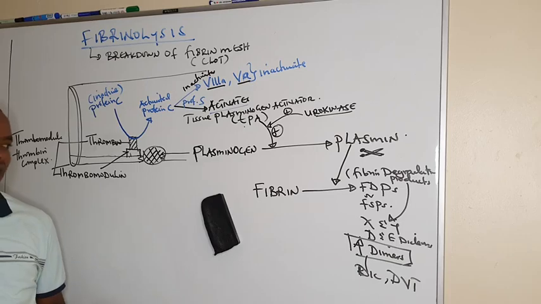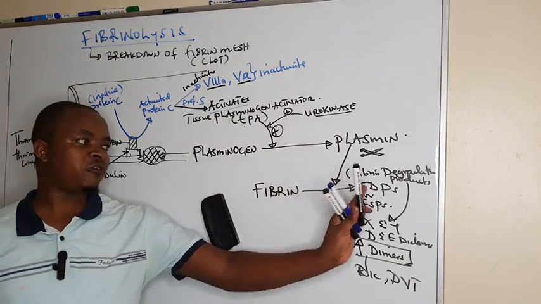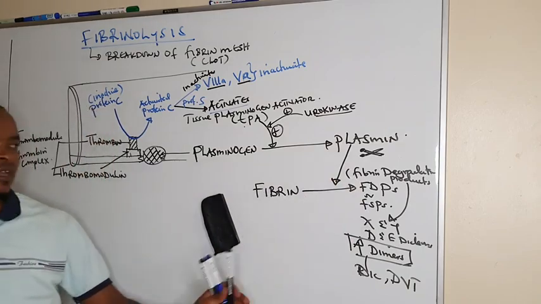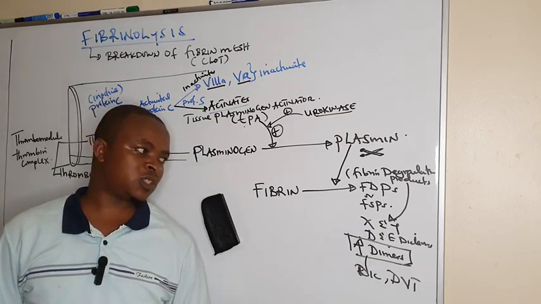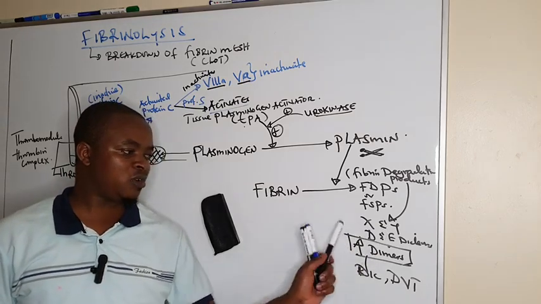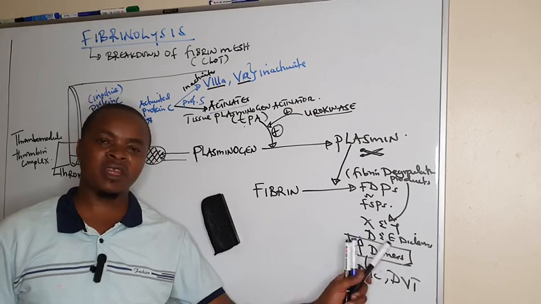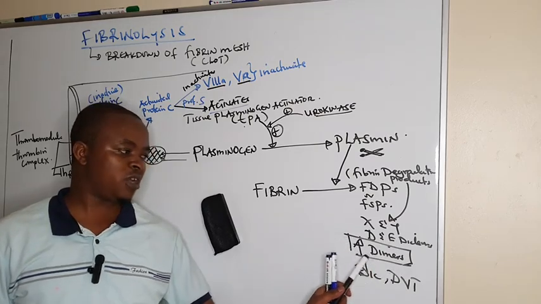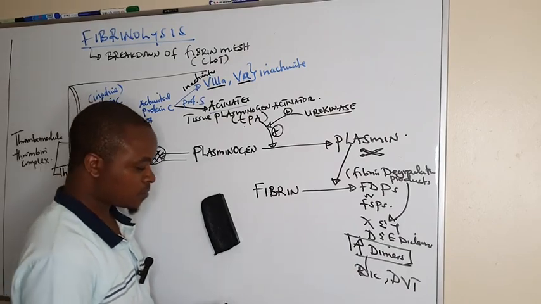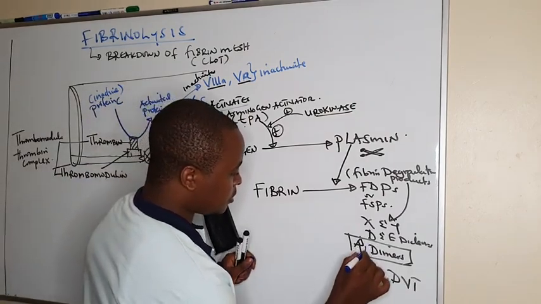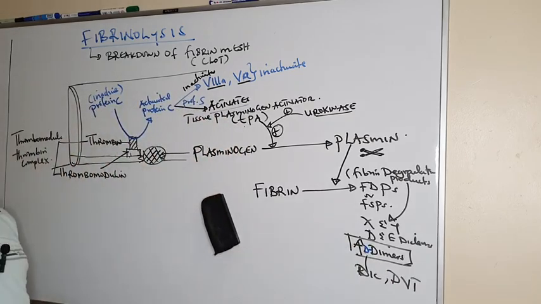That's what D dimers are, a product of breaking down fibrin to fibrin degradation products, where we have X and Y, then later we form D and E dimers. When we are ruling out disseminated intravascular coagulation and deep vein thrombosis, we normally dwell on determining D dimers in the lab. So in the lab, we do D dimers to rule out those conditions.